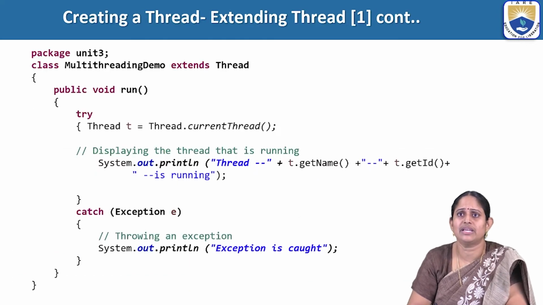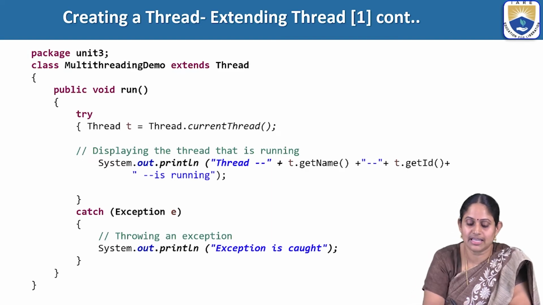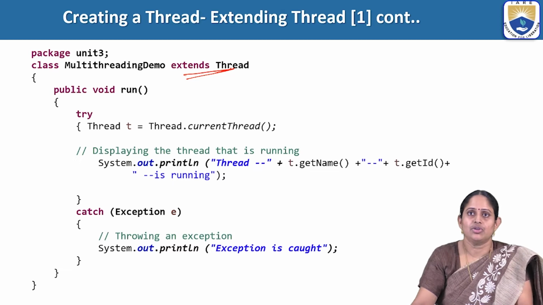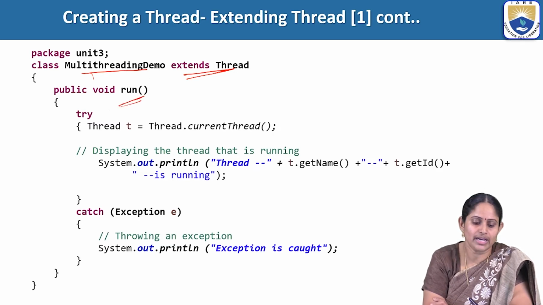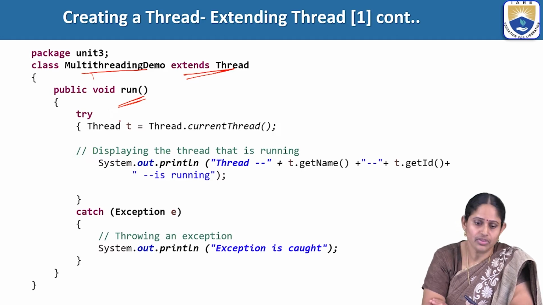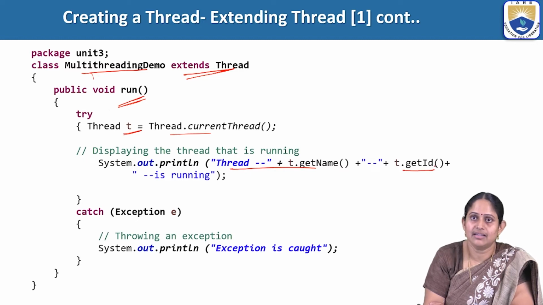So now let's look into an example which is implementing the thread class, which is creating a thread by extending the thread class. Here we are creating a class named MultithreadingDemo, which is extending the thread class. Again, as I've told you, we have to override the run method inside that. We are giving the same implementation as we have seen before.